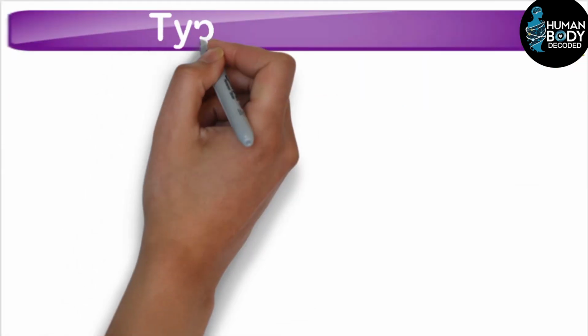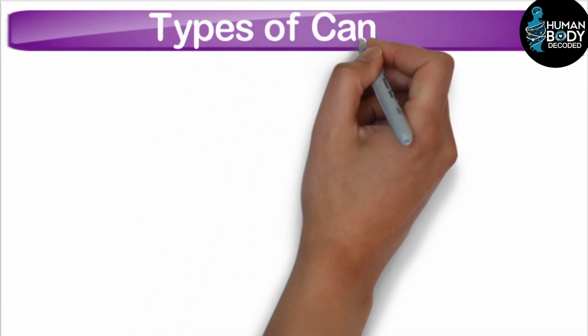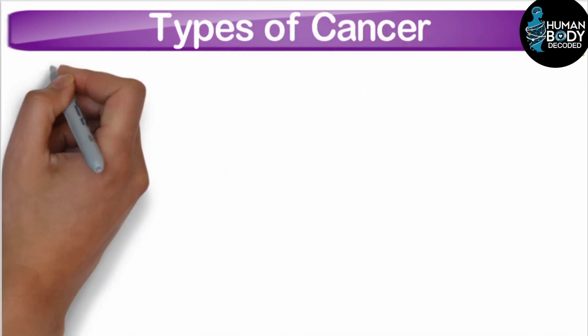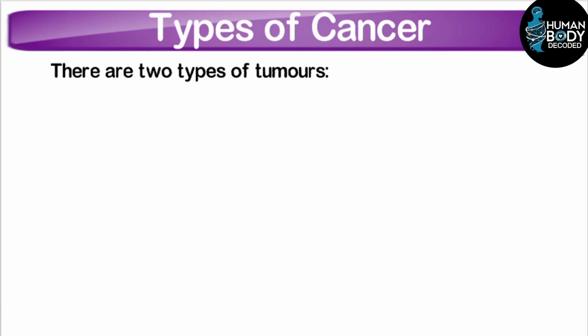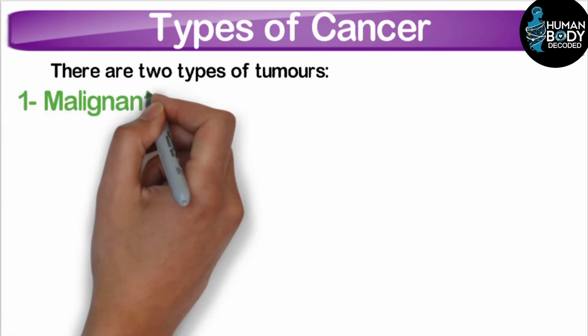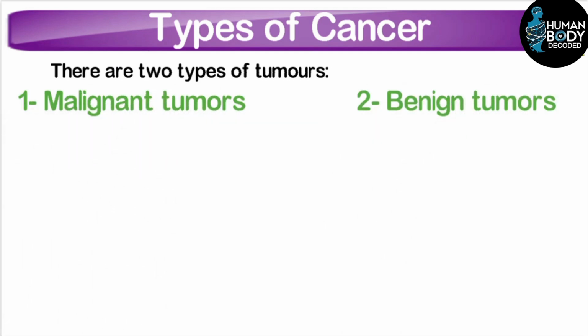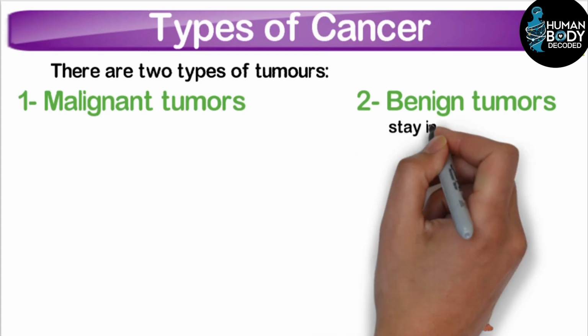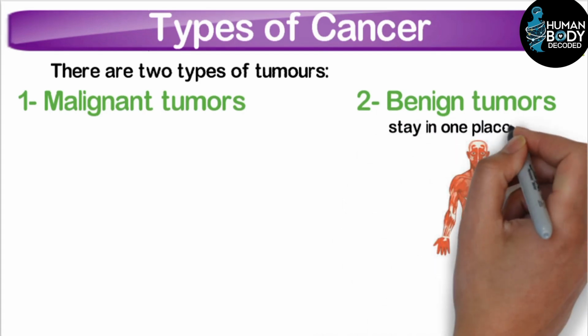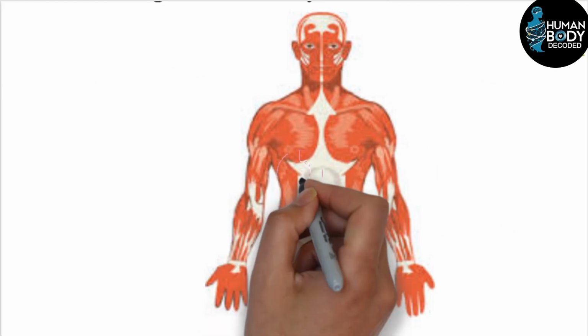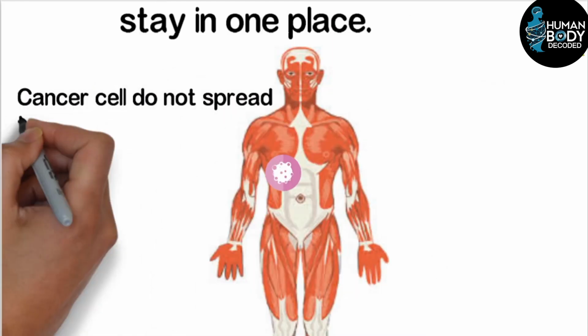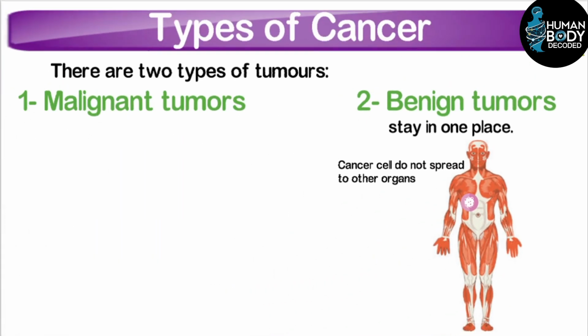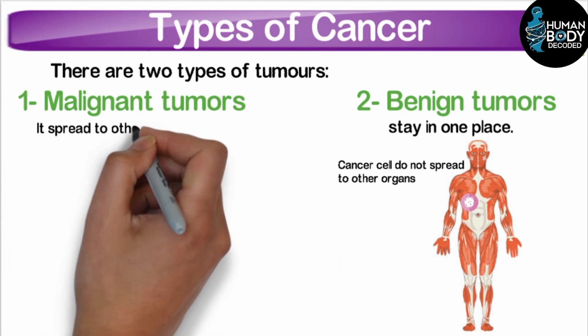Now let's move to the types of cancer. How many types of cancer are there? Students, there are two types of cancer. That is, one is malignant tumor and the other is benign tumor. In the benign tumor, the cancer stays limited to that place. It does not spread beyond that place. Its limit remains there, while the malignant tumor spreads from one place to another.